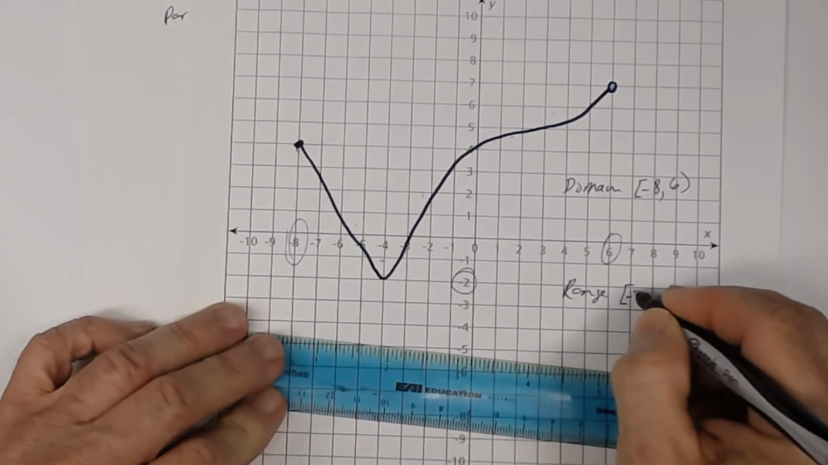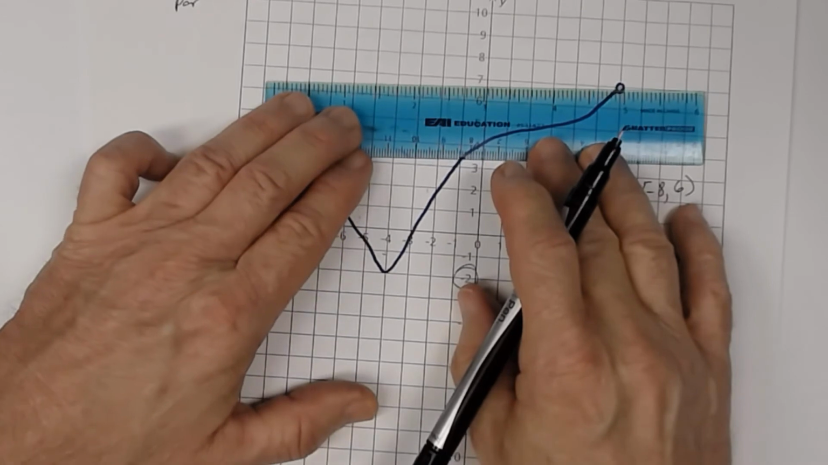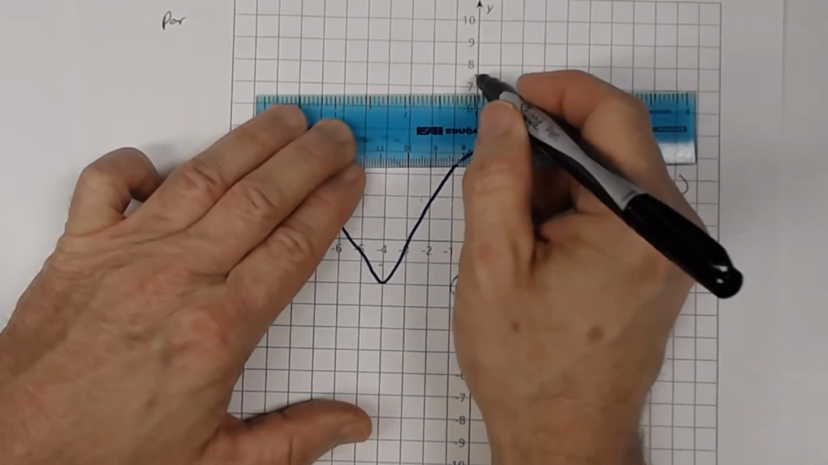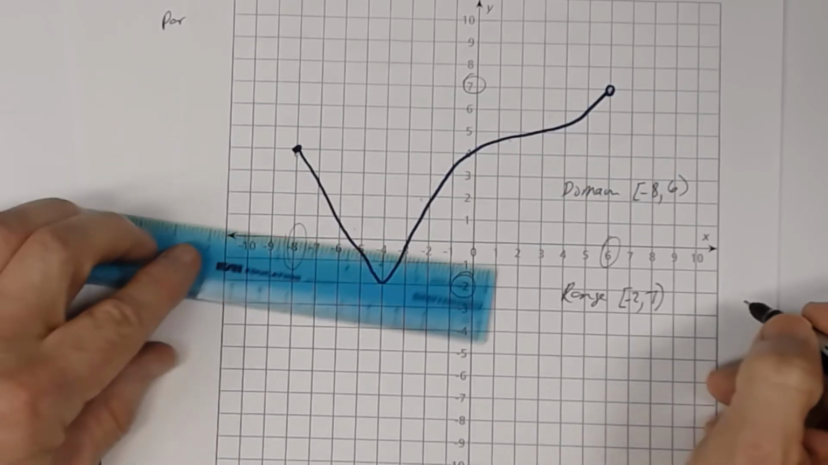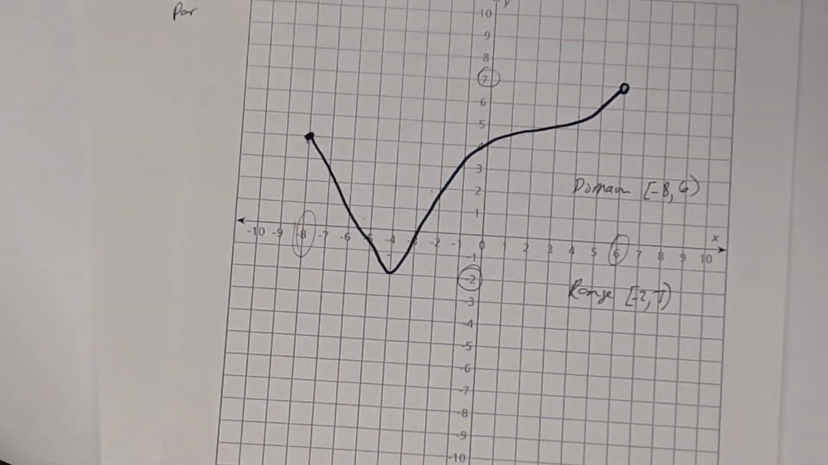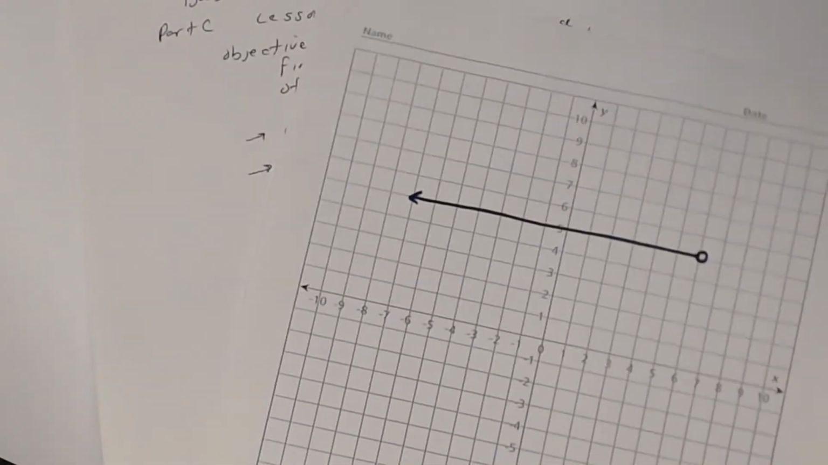So you're going to say bracket negative 2, comma, all the way, keep on going. This is where you stop. That's the highest point, but it's open, and so that y value is 7 with parentheses. Okay? All right. And then the last one.